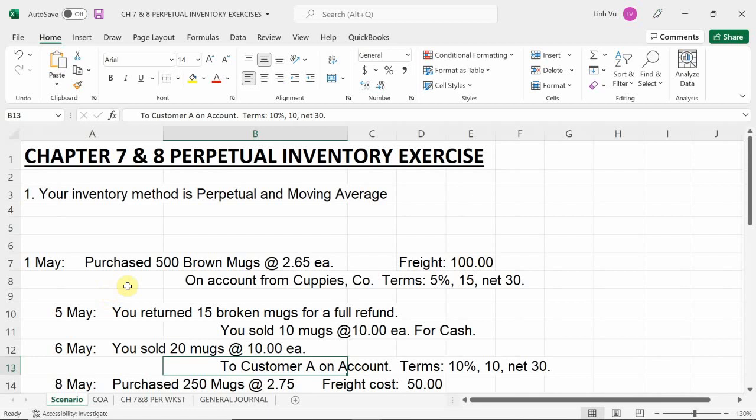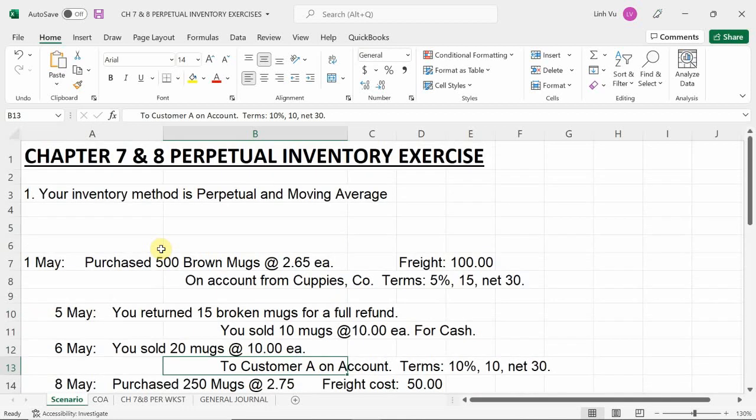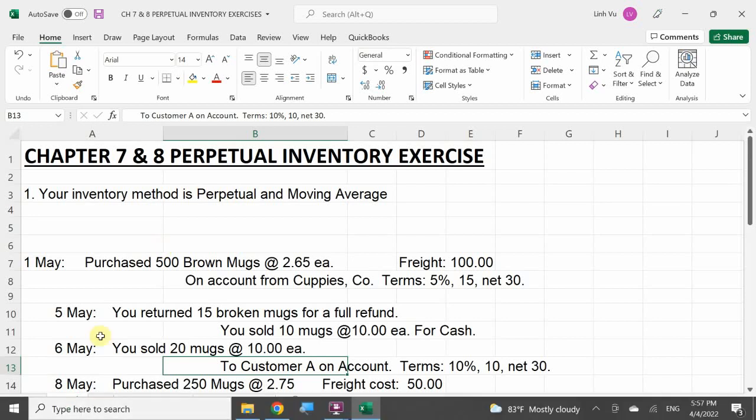So starting with the very first question, your inventory method is perpetual and it is moving average. So we're going to practice moving average once again, and we're going to see how purchases affect it, how returns affect the purchases, as well as sales returns, and so on, okay? So we're applying all the concepts that we learned in chapter 7 with chapter 8 and costing it out and seeing how it affects the inventory worksheet. So let's go ahead and dive right in.